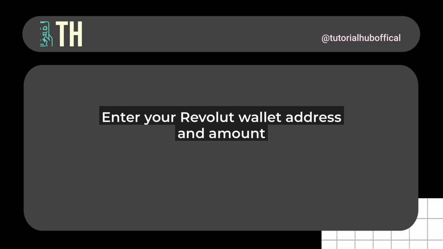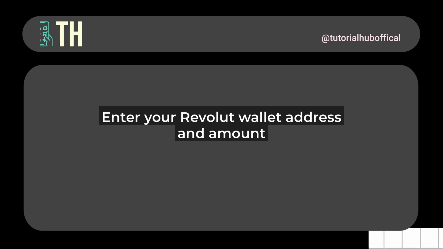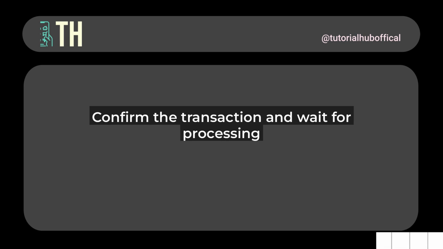Review the details, including fees, which can vary based on the network you choose. Once you're ready, hit Confirm, and you'll get a verification code via email or SMS. Enter that, and your transaction will be processed. It usually takes a few minutes to an hour, depending on network congestion. Keep an eye on your Revolut app to confirm when the funds arrive.